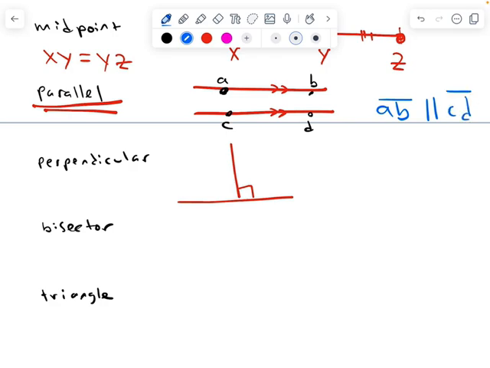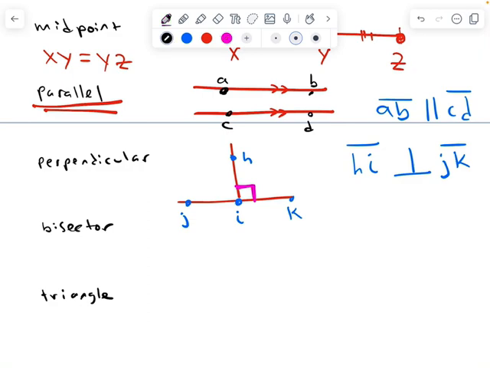Now let's do this with this one right here. Let's call this one H, and we'll call that I, and we'll call that J, and we'll call that K. So here we'd say HI is perpendicular to JK. And in the diagram, you'll indicate that with this little square in the corner. That square means they cross at a 90-degree angle.